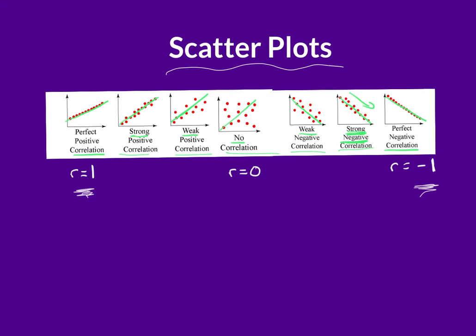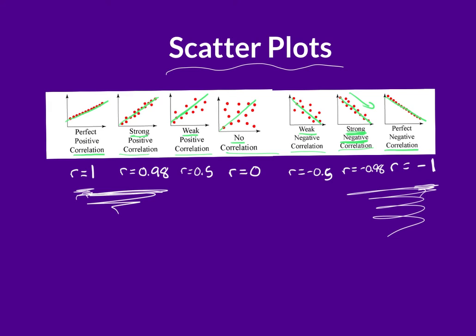So a strong positive correlation, that might be an R value of, let's say, 0.98. That's pretty strong. A weak one, maybe that's R equals 0.5. And then negative, it could still be a good correlation, but it's just in the negative direction. Negative 0.5, or R equals -0.98. So we've got strong correlation on both ends, and then a very weak correlation in the middle.